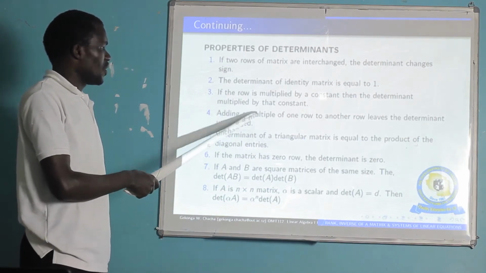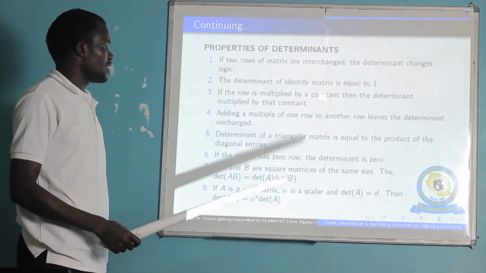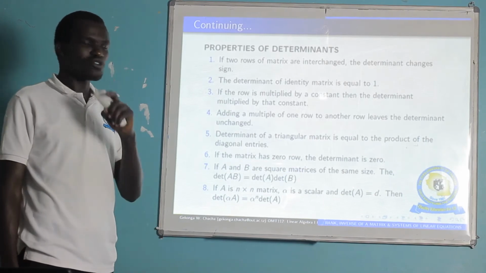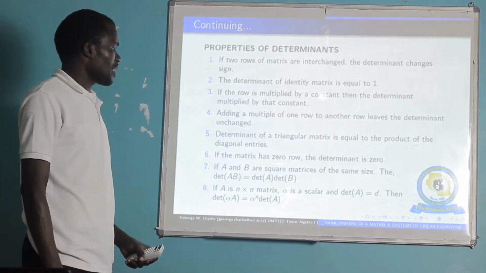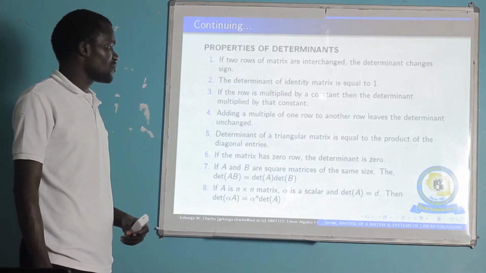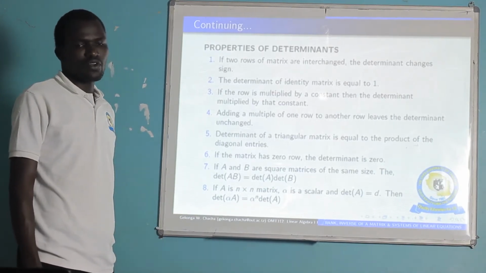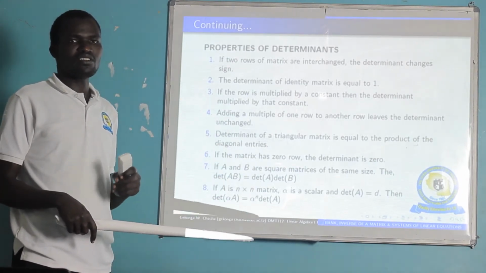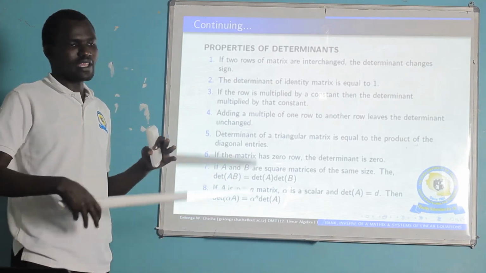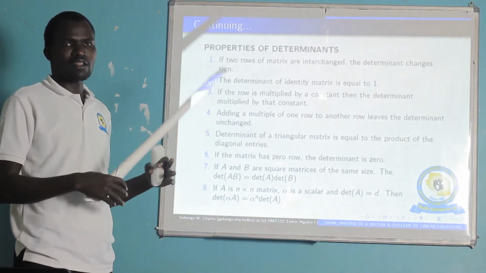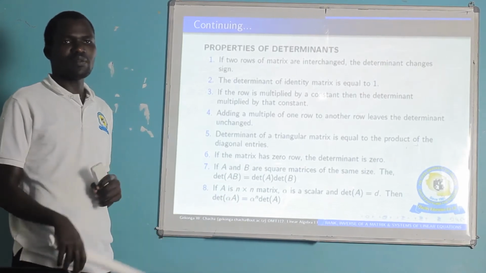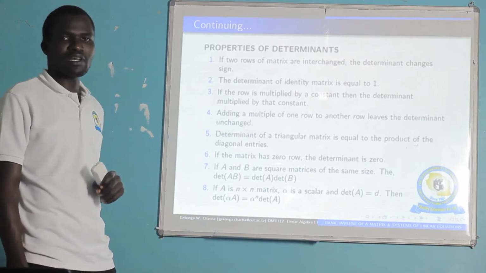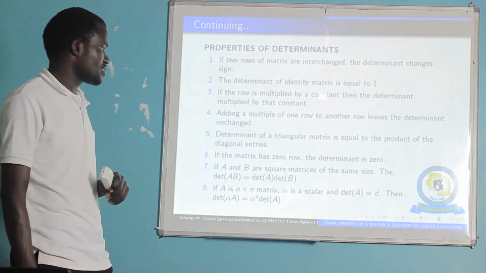If a row is multiplied by a constant, then the determinant is multiplied by that constant, if it's just one row. Adding a multiple of one row to another leaves the determinant unchanged. For example, you have a square matrix with entries A, B, and C. If you take another row or another column and add it to another, then the determinant will be the same. The determinant of a triangular matrix is equal to the product of the diagonal entries.